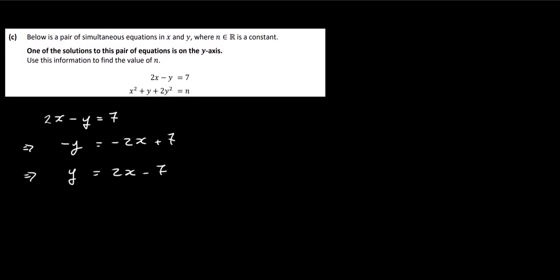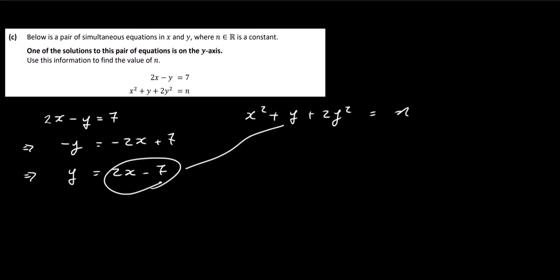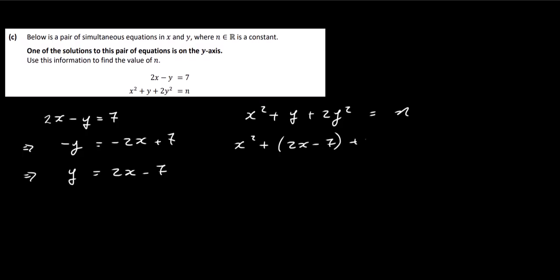So you would get y in terms of x or x in terms of y. Then you would take this here and substitute it into the second equation. The second equation is x squared plus y plus 2y squared is equal to n. So instead of y, I'm going to substitute in this expression here. So we have x squared plus 2x minus 7 plus 2 times 2x minus 7, which we've got a square, and that should be equal to n.